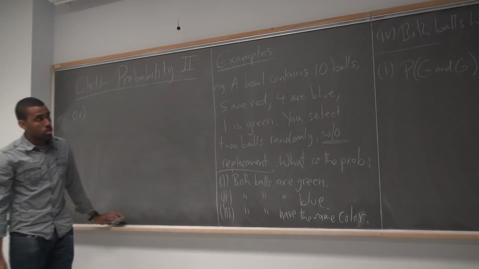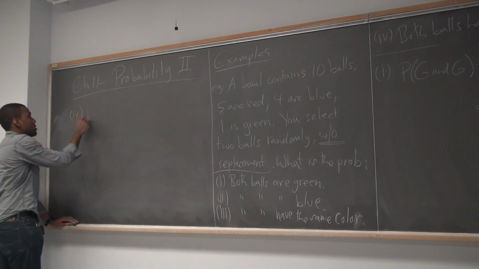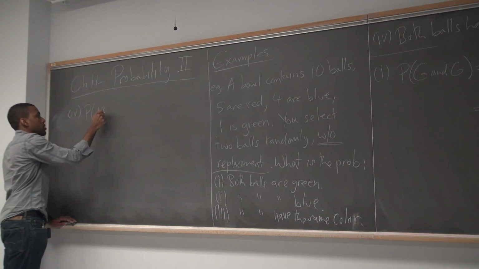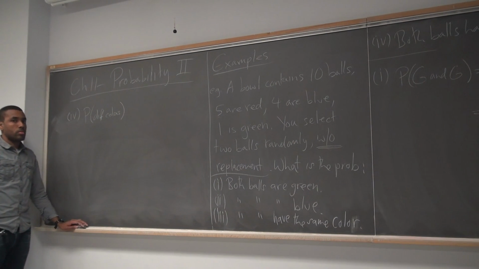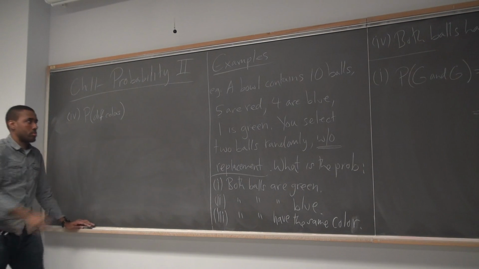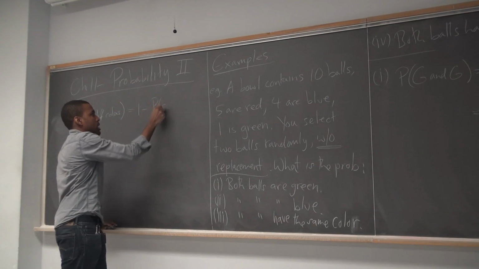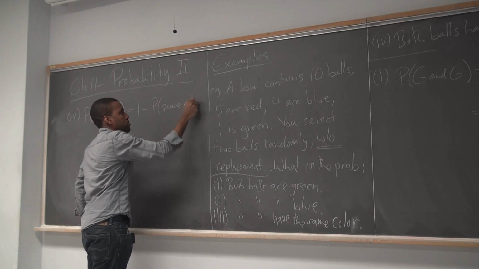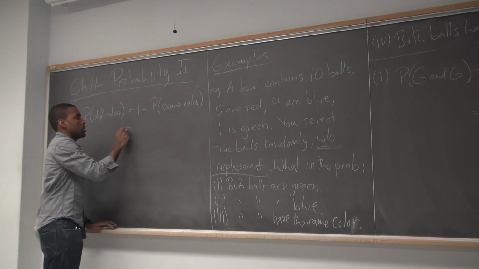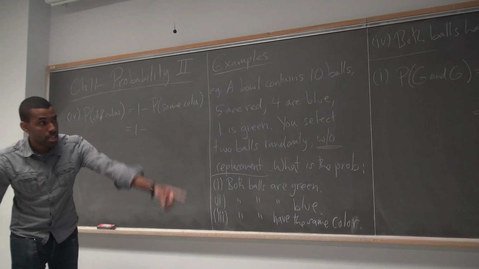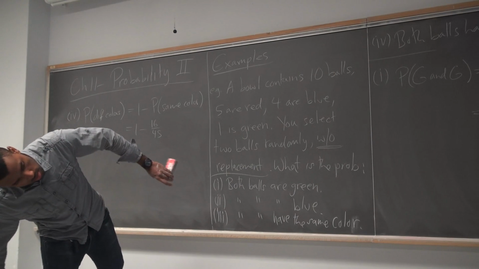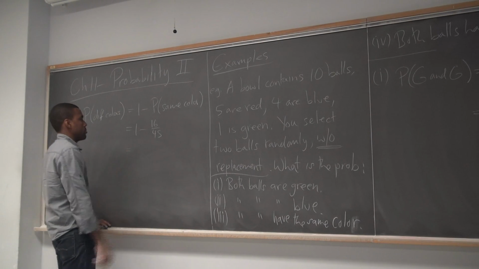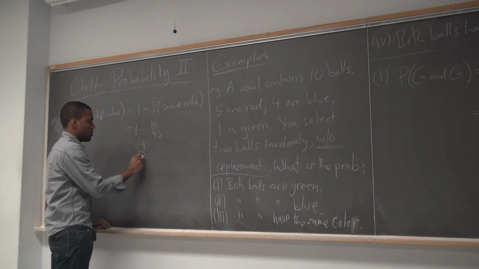We have the 4th case. What is the probability of different colors? The probability of not getting different colors is 1 minus the probability of the same color. This is just 1 minus, well, we found that in the last step, 16 out of 45. And that leaves us with what? 29 out of 45.